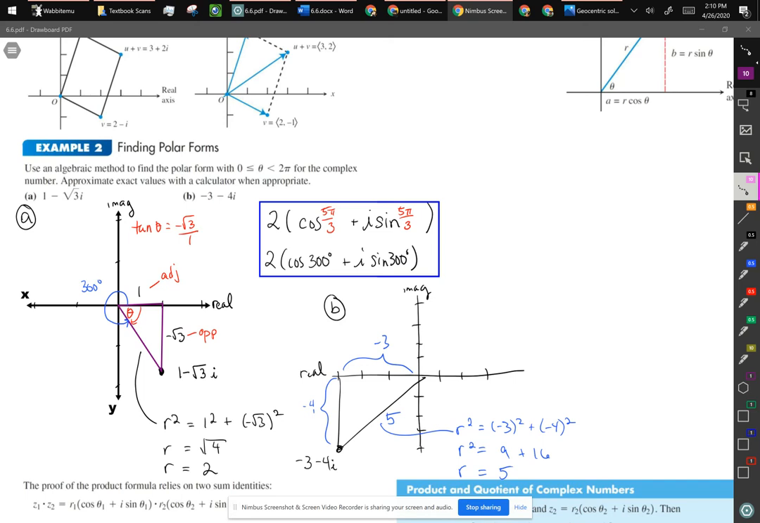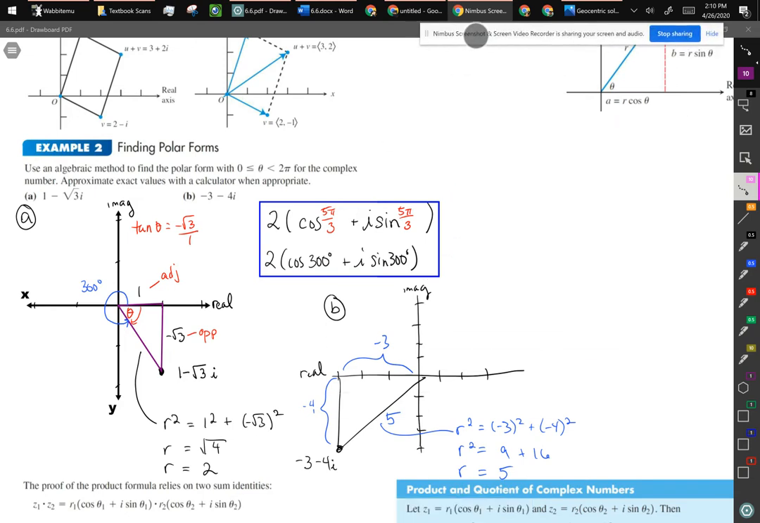What's going on, guys? We're on example 2b of 6.6. I've done a little work in terms of sketching a little graph for you guys. As you can see, we have a real component of -3 and an imaginary component of -4. That's in quadrant 3 right now.